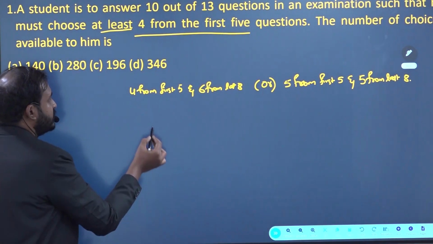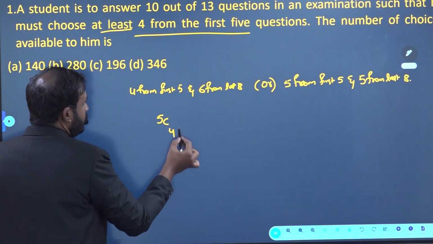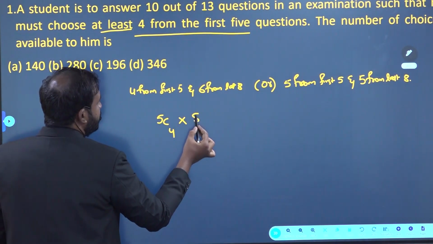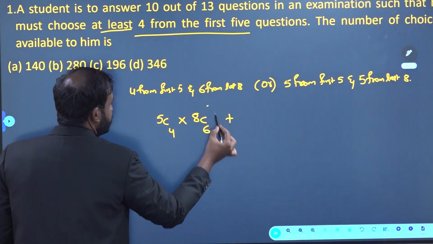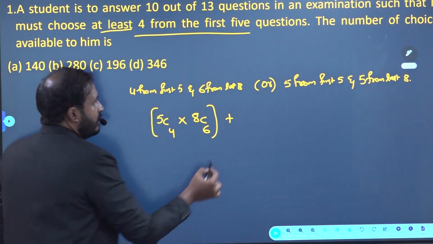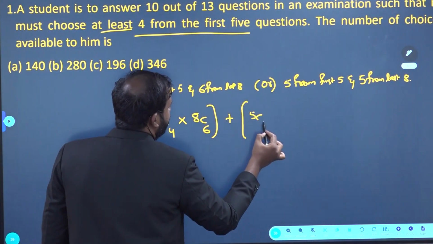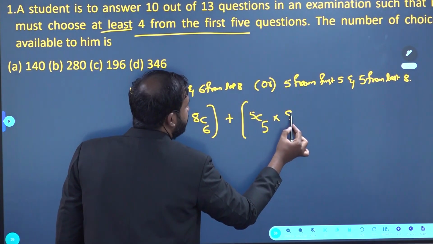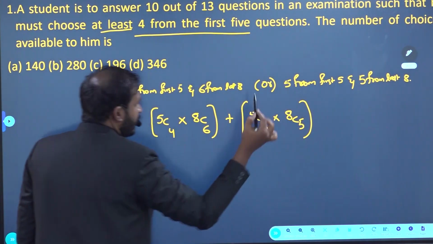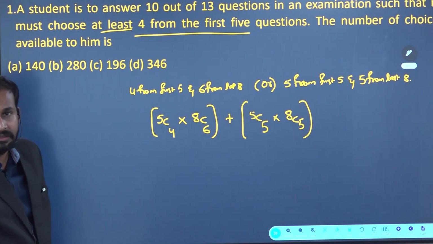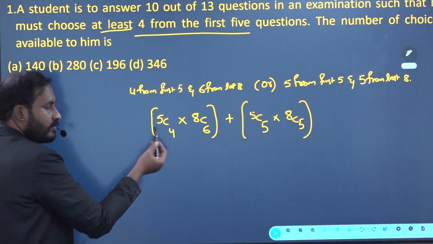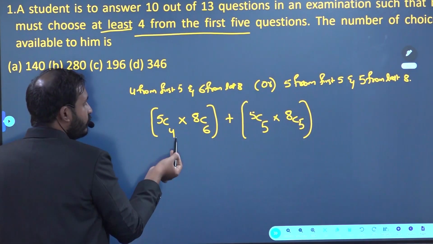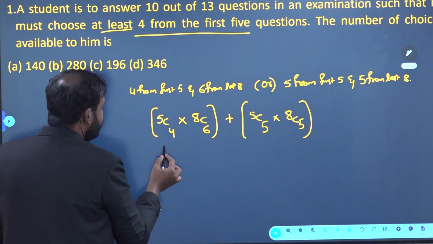Okay, so 4 from the first 5 means 5C4 into 6 from the last 8 means 8C6, or means plus, 5 from the first 5 means 5C5 into 5 from the last 8 means 8C5. From 8 questions you need to attempt 5 questions. So 5C4 means what? 5C1. 5C4 is nothing but 5C1. So 5C1 value is 5.